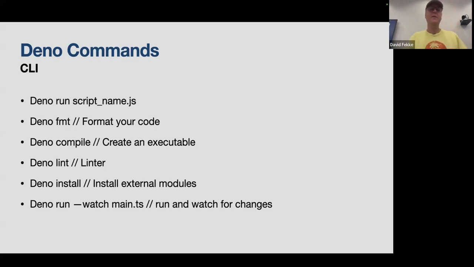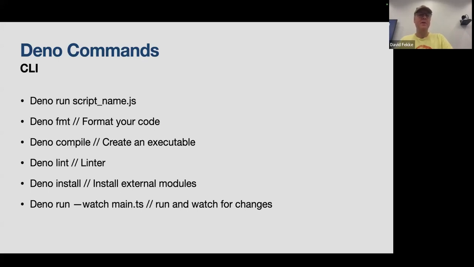Something that's not new, they've actually had this in the tool for a while, is a compile feature. You can take your Deno application and compile it into an executable. And not only can you compile it into an executable, you can compile it for different platforms. So if you're on the Mac and you wanted to create an exe file for Windows, you can do that. They have a linter that's also built in. And they also have an install command that you can use for installing your external modules. So if you are using a package.json, you can install external modules that way.